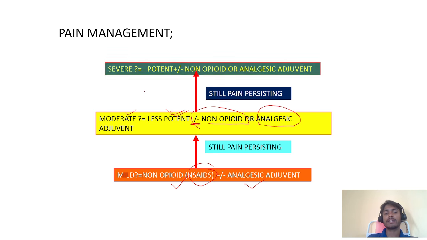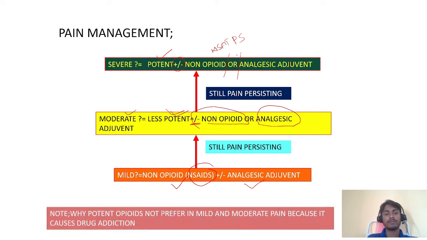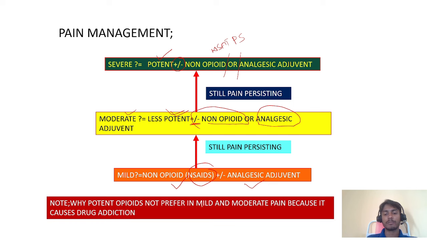If the pain is still persisting, we can call it severe pain. See, a potent opioid analgesic we need to use along with a non-opioid, nothing but NSAID, or analgesic adjuvant, with or without NSAID. So why are potent opioids not preferred in mild or moderate pain? In mild and moderate pain, people cannot prefer the potent opiates, because these opiates have the property of drug addiction.